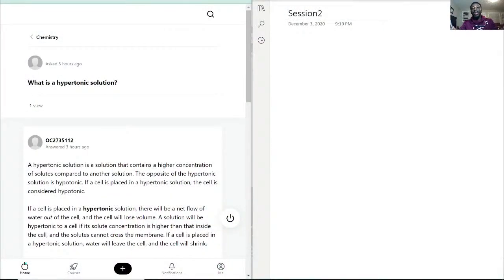Let's kick off this session with our first question. What is a hypertonic solution? So what does it mean to be hypertonic? We'll do that by comparing three states: hypertonic, isotonic, and hypotonic.